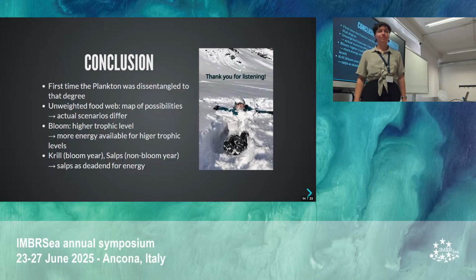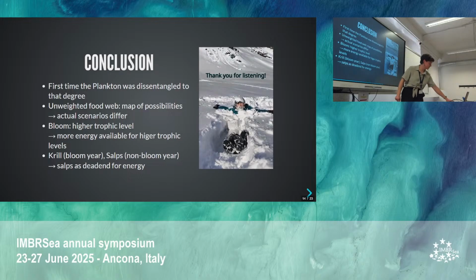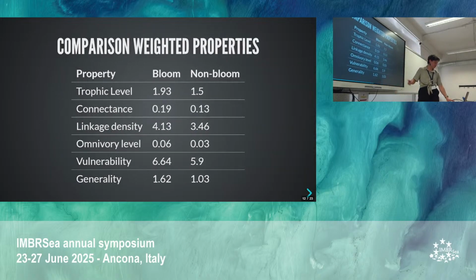How do you explain the fact that you found the lowest trophic diversity in non-bloom conditions? Here, yeah, the trophic level. Well, the diversity and the lower mean trophic level, the lower connectance, it's all lower in non-bloom conditions.